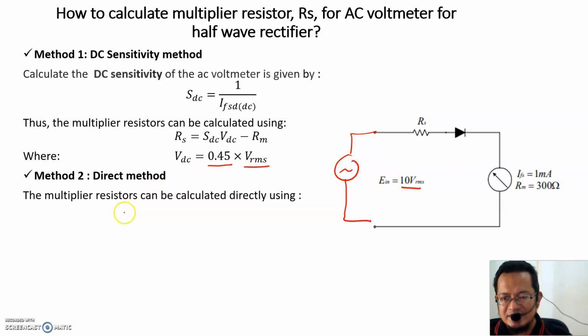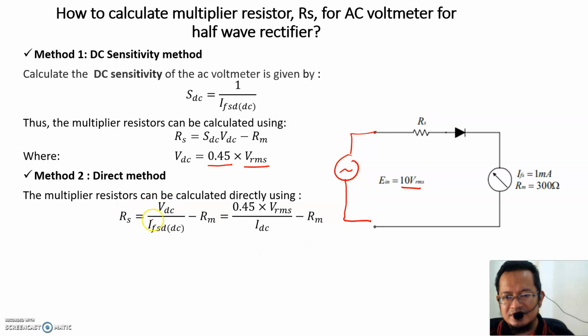The multiplier resistor can be calculated directly using this formula: RS equals VDC divided by the full scale deflection current of DC, minus the internal resistor of the voltmeter.